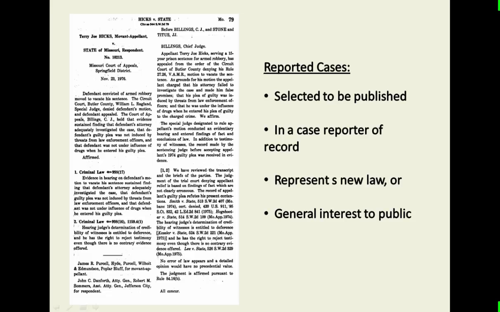As a point of interest, most cases are unreported, meaning that they are not published in a reporter of record for the court. Decisions that are selected for reporting are those which make new law or are of general interest to the public. You can find unreported decisions online, but their precedential value will vary by jurisdiction. For example, the Ninth Circuit will not recognize unreported decisions as having any precedential value.